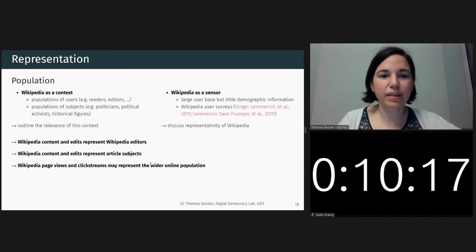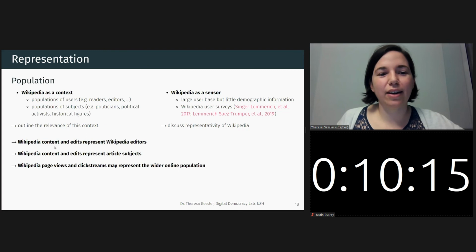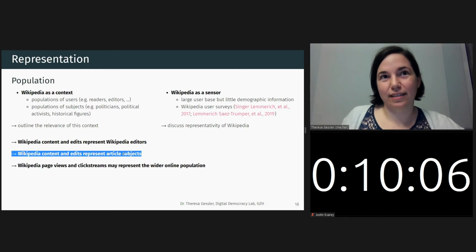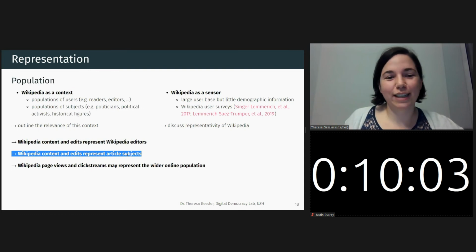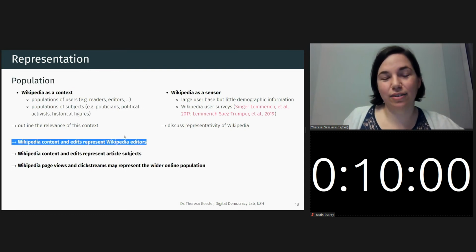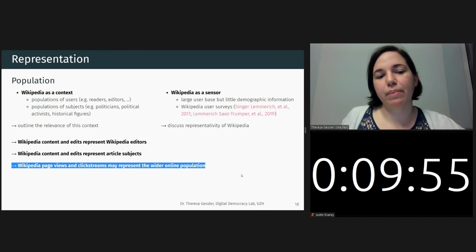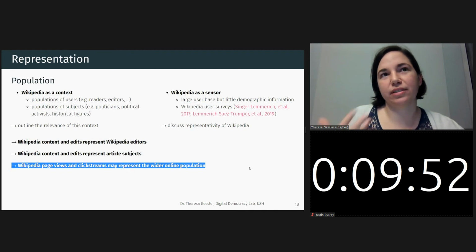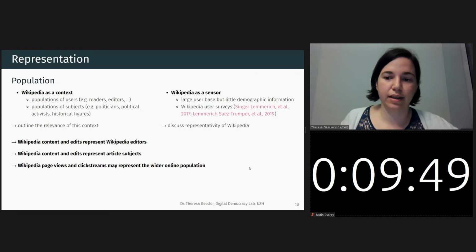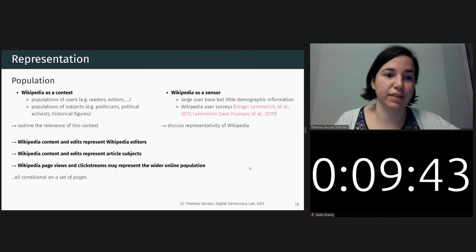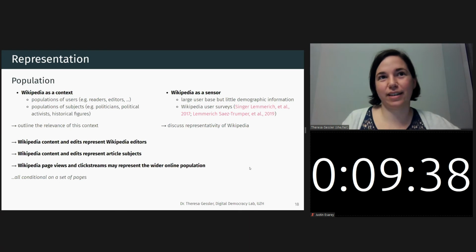So basically I would argue that Wikipedia content and edits represent Wikipedia editors and what the world then reads. They can also represent article subjects. So this is the what-the-world-then-reads part. This is the representing editors, so studying the community. And in some cases, but very limited, Wikipedia page views and clickstreams may also represent the wider online population. And all this is, of course, always conditional on a specific set of pages that we're studying. So we typically study content or edits of a specific set.